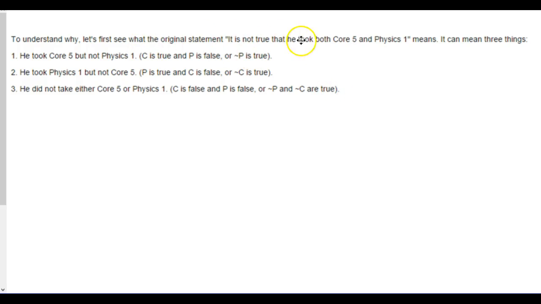So this helps us understand the statement better by applying De Morgan's law. We can understand a little bit better what the statement is really trying to say by applying De Morgan's law to it.